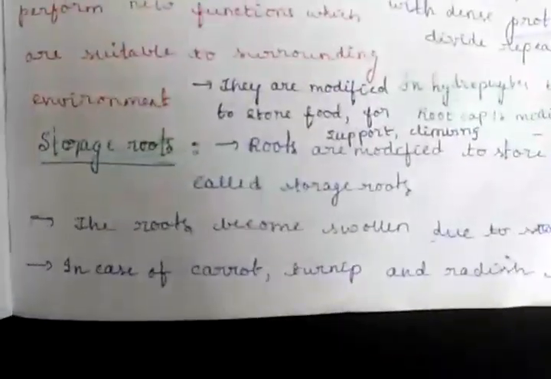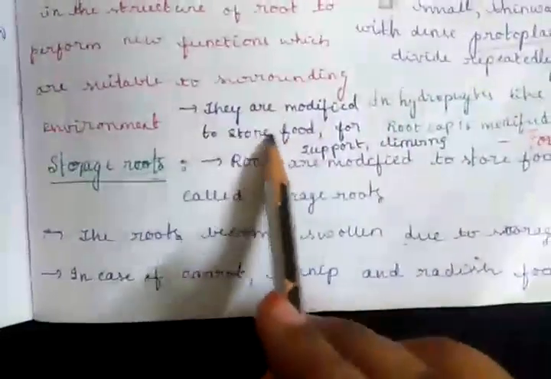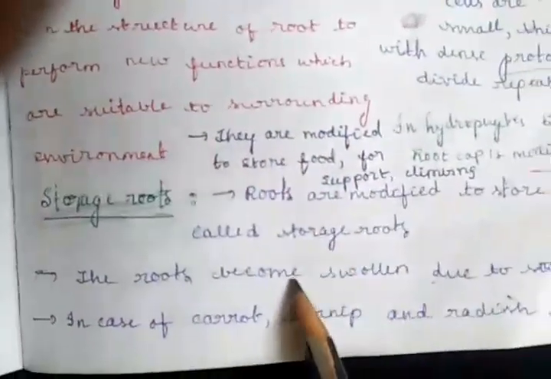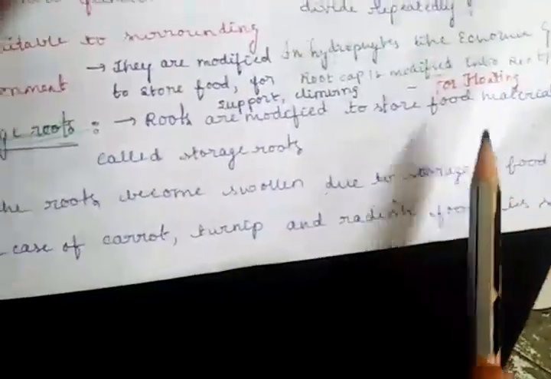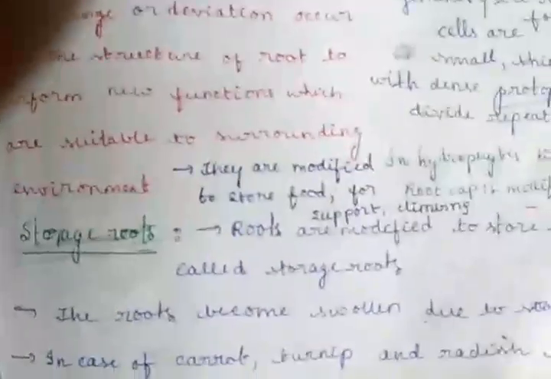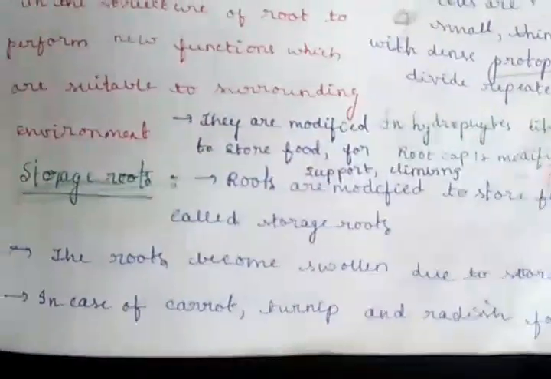Okay, next I will say about storage root. What is storage root? In the name itself we may find roots are modified to store food materials, called storage roots. The name itself says that roots modified to store food are called storage roots. You should write this definition. The roots become swollen due to storage of food. Simple technique: if we eat more food, our stomach gets swollen. In the same way, if the roots store food, then they also become swollen.